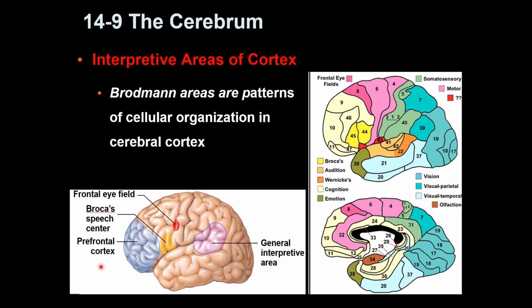This area that you see is the Broca speech center. Sorry, this is the Broca speech center, this area. That's again located on the frontal lobe, and this area is called the frontal eye field. Looks like somebody kissed that brain. The frontal eye field has a role in the control of visual attention and eye movements.